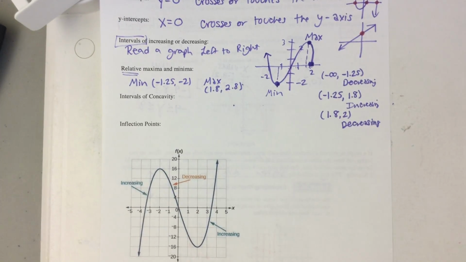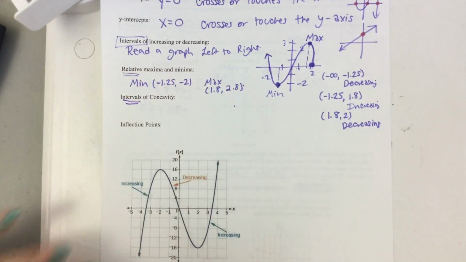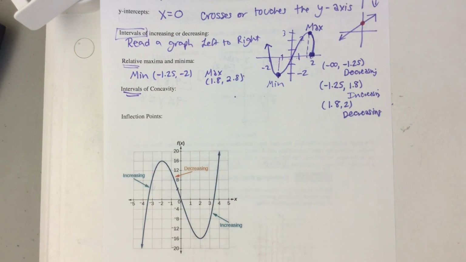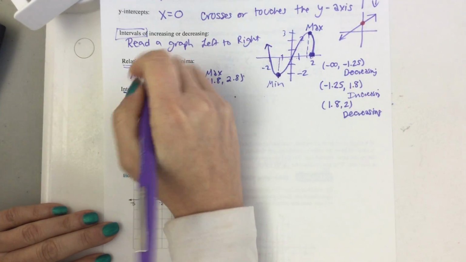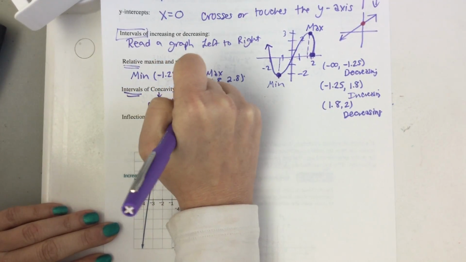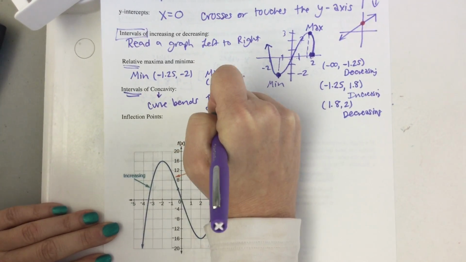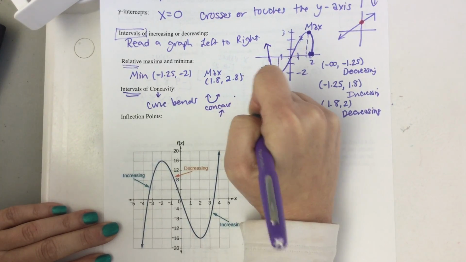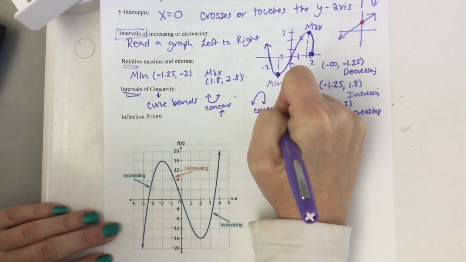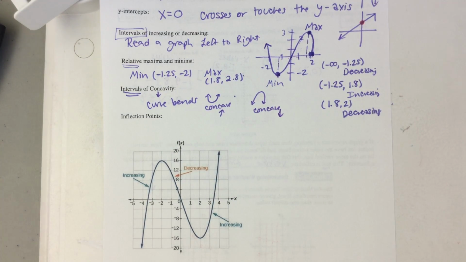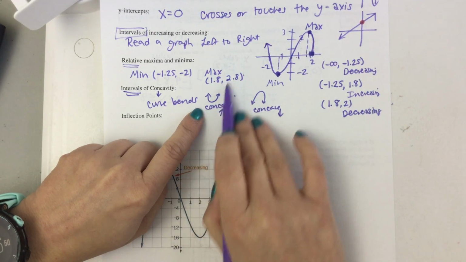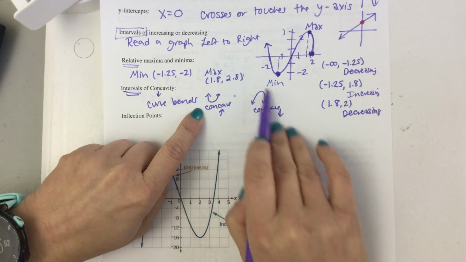Now, this is something that's new: intervals of concavity. So again, it's that interval notation that we have learned this year. Concavity is the way that the curve bends. Is your curve bending upwards? That's called concave up. Is your curve bending downwards? That's called concave down. So when you look at a point, you want to say at that point, is the curve bending upwards, concave up, or is the curve bending downwards, concave down? Okay, so here are visuals of what that would look like. Concave up, concave down, bends down.